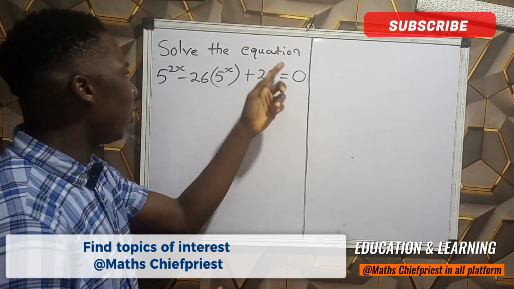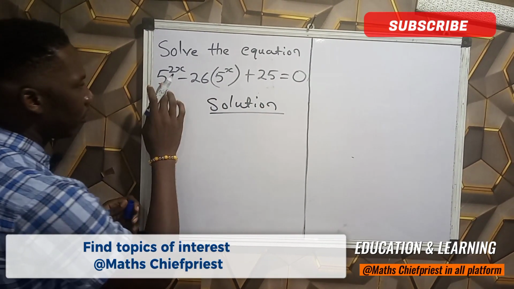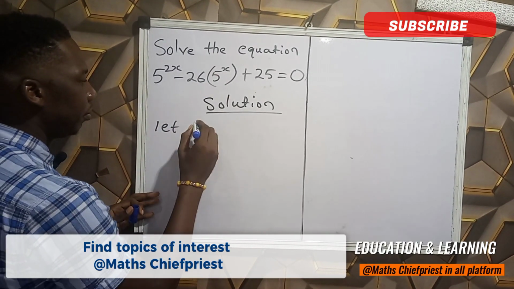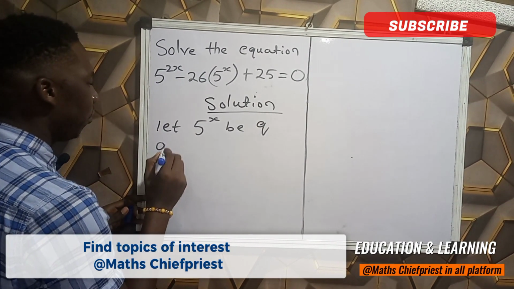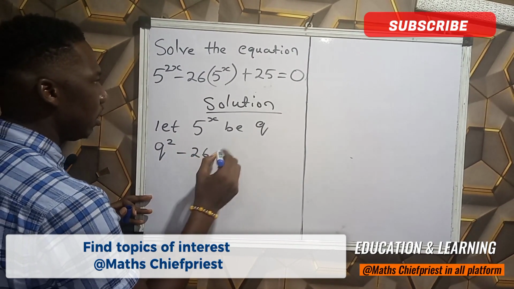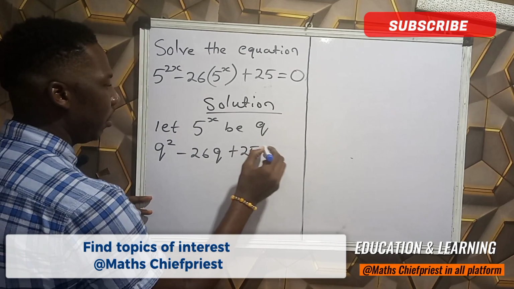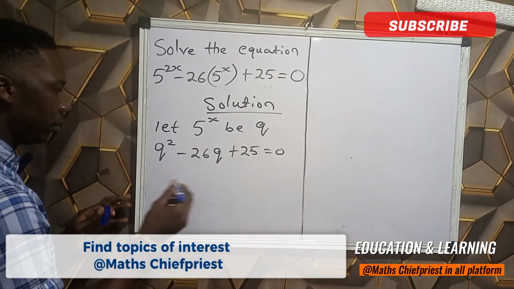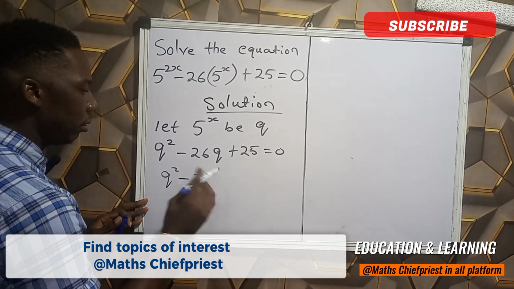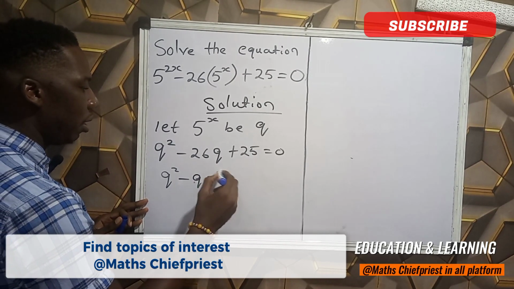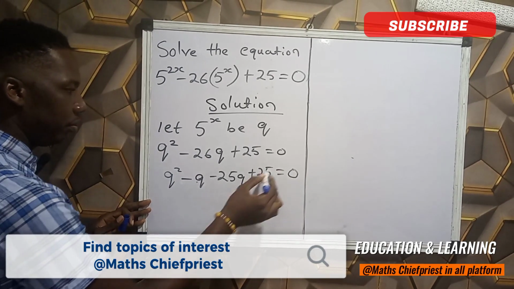Let's solve the equation. Solution: let 5 raised to power x be q. So we're now going to have q square minus 26q plus 25 equals to 0. Expanding it, we're going to have q square minus q minus 25q plus 25 equals to 0.